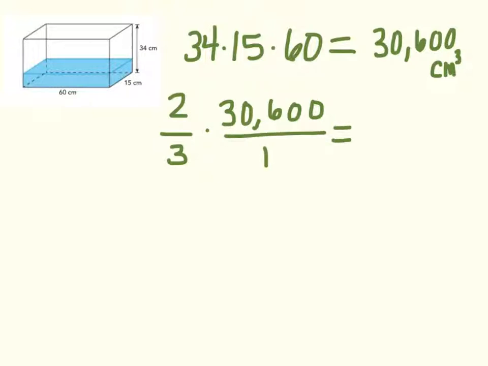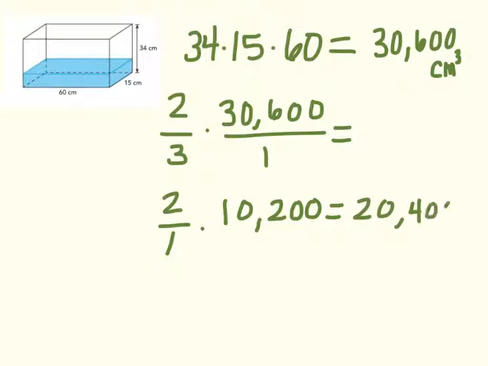And then we would simply solve, cross-reduce to get 2/1 times 10,200, which gives us a final answer of 20,400 centimeters cubed. Same answer, two different techniques. Do whichever works best for your brain. Now let's try a practice problem like this.